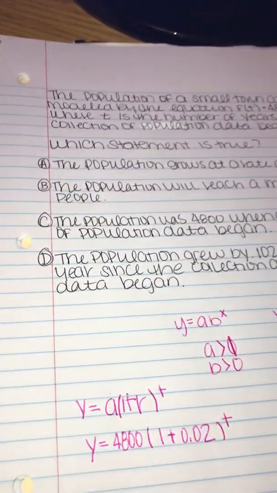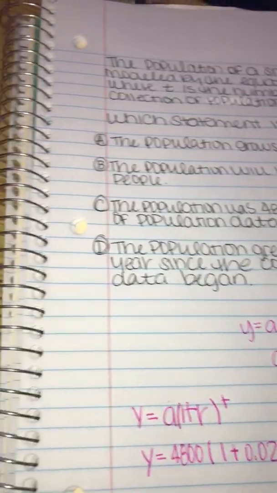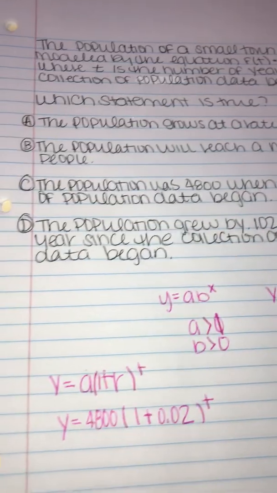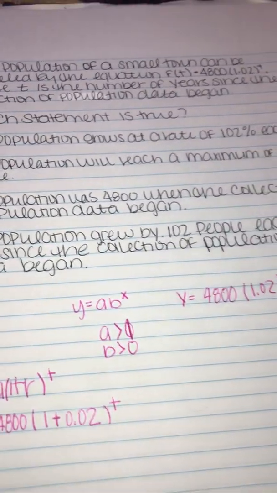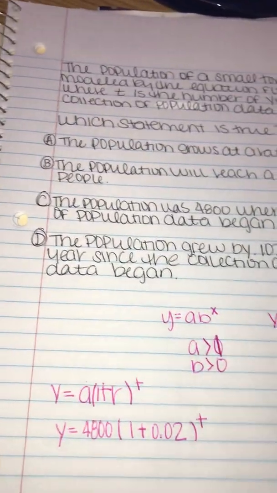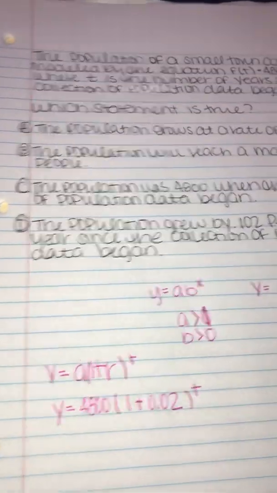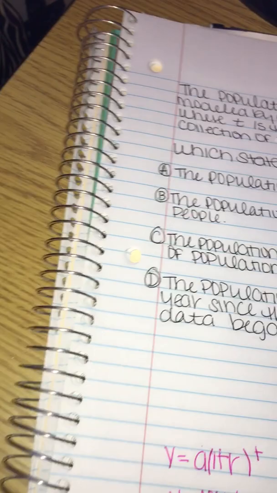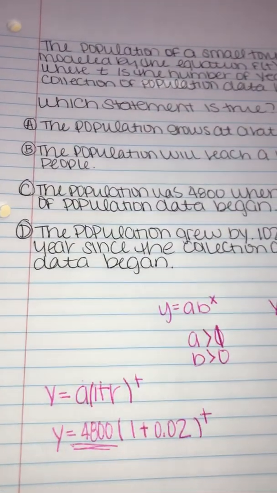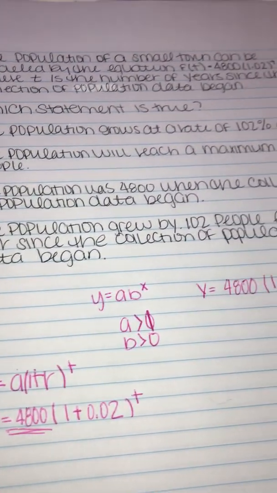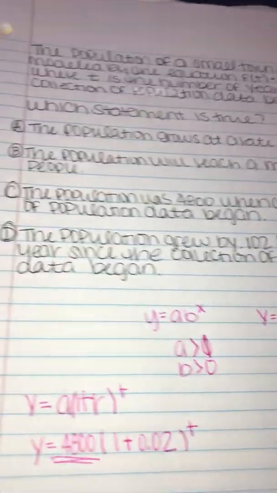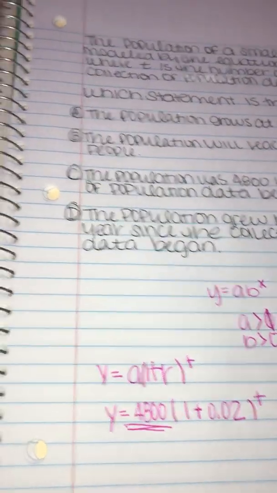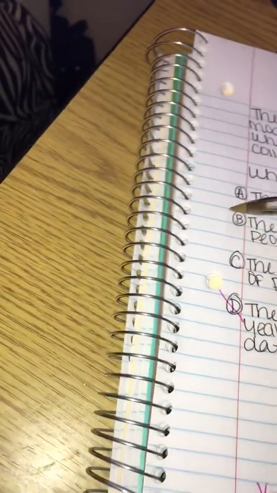That is incorrect, because we can't really determine that because we don't have the time. And the population was 4,800 when the collection of the population data began. This is true because 4,800 is our initial amount. And D, the population grew by 102 people each year since the collection of population data began. D is wrong, so we'll mark all those out.